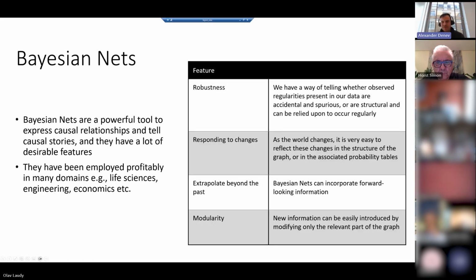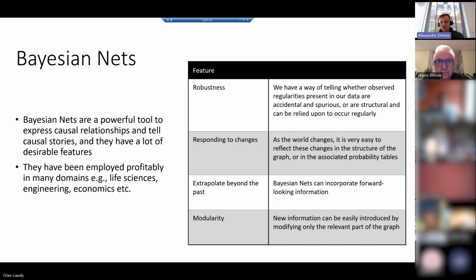So why Bayesian nets? Of course, they have a lot of desirable features. I show to the right a table, and this is also in the Book of Why. They have some features that make them really desirable when it comes to modeling changing systems. They're robust because they can help us model underlying causal mechanisms that do not change in time, unlike correlations, which are very unstable.